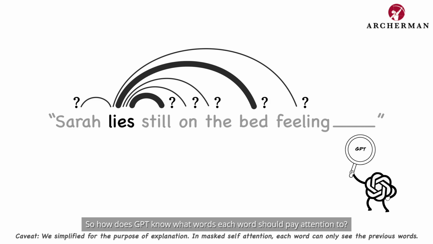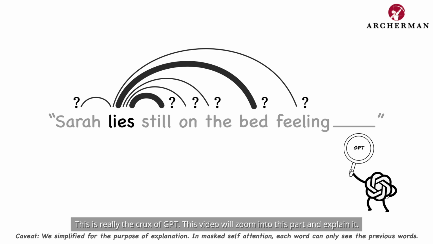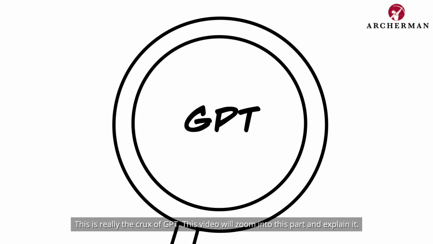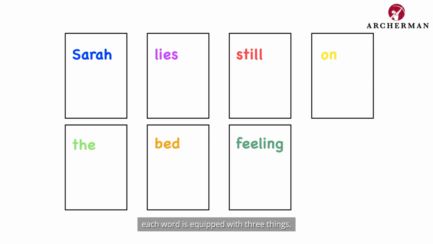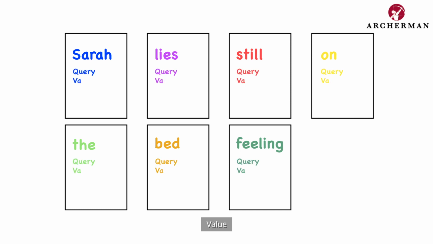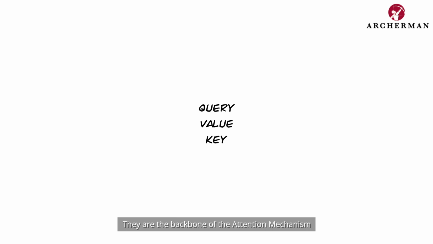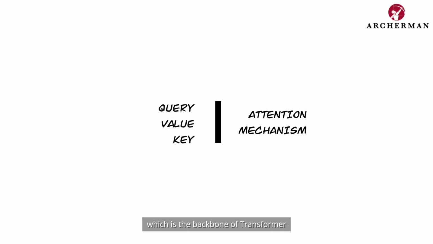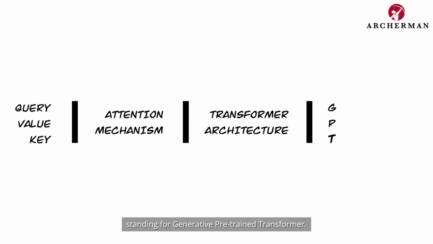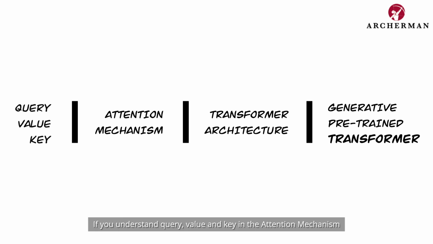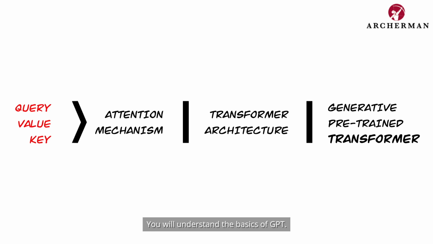So how does GPT know what words each word should pay attention to? This is really the crux of GPT. This video will zoom into this part and explain it. To figure out what other words each word should pay attention to, each word is equipped with three things: query, value, and key. They are the backbone of the attention mechanism, which is the backbone of transformer. And transformer is the backbone of GPT, standing for Generative Pre-trained Transformer. If you understand query, value, and key in the attention mechanism, you will understand the basics of GPT.